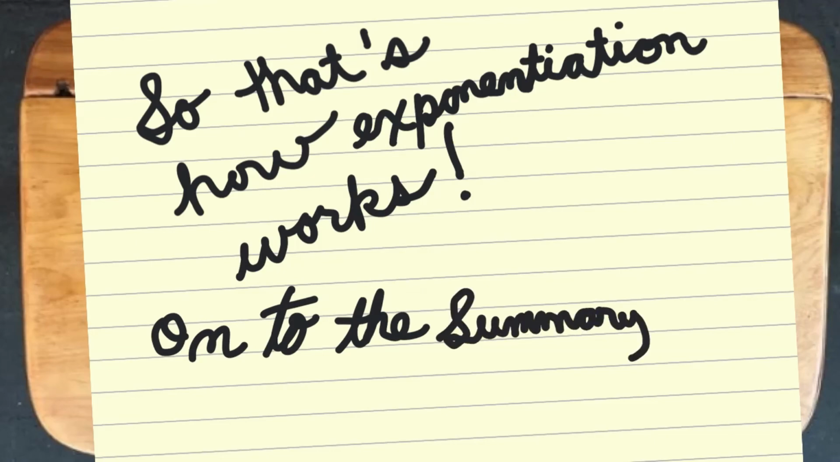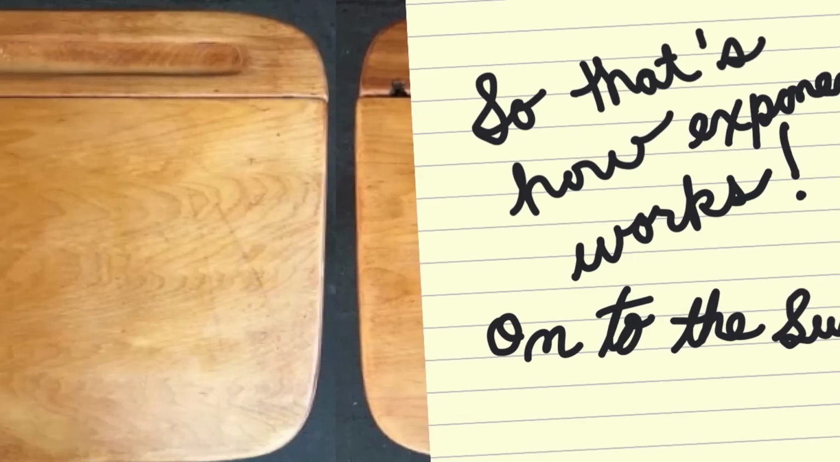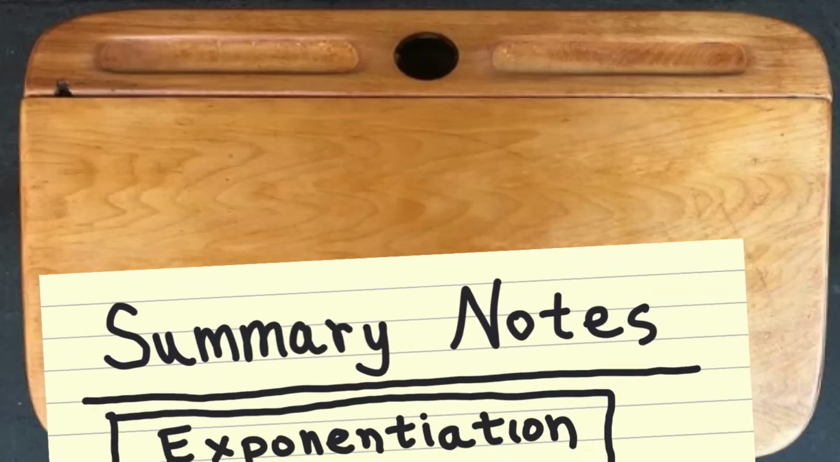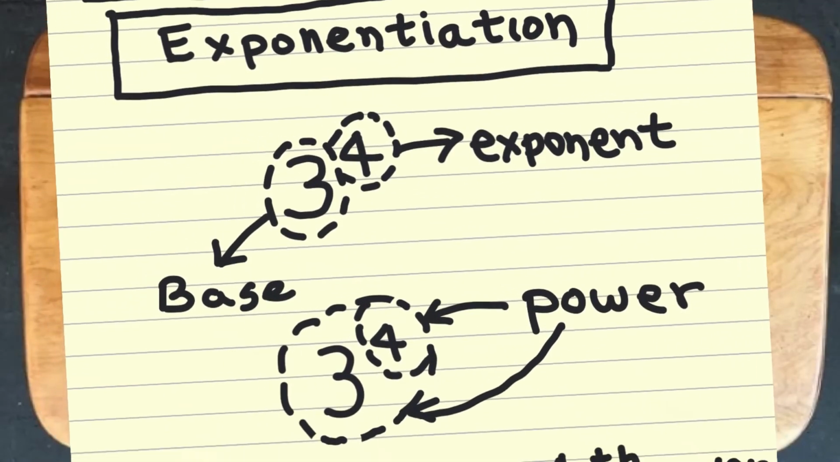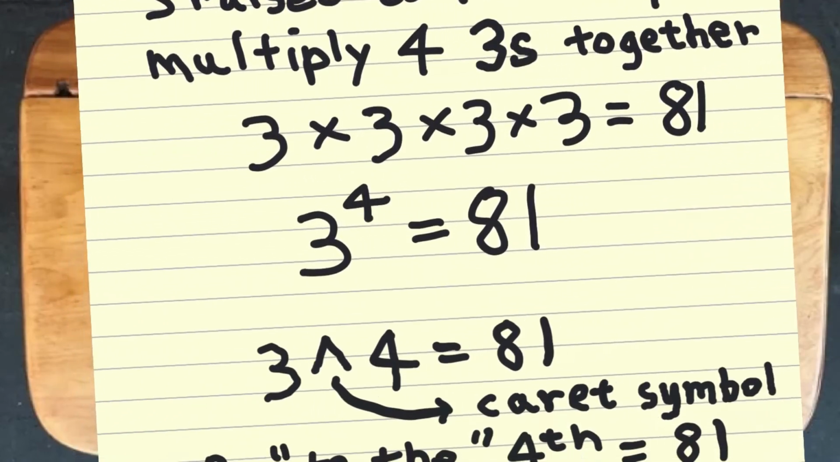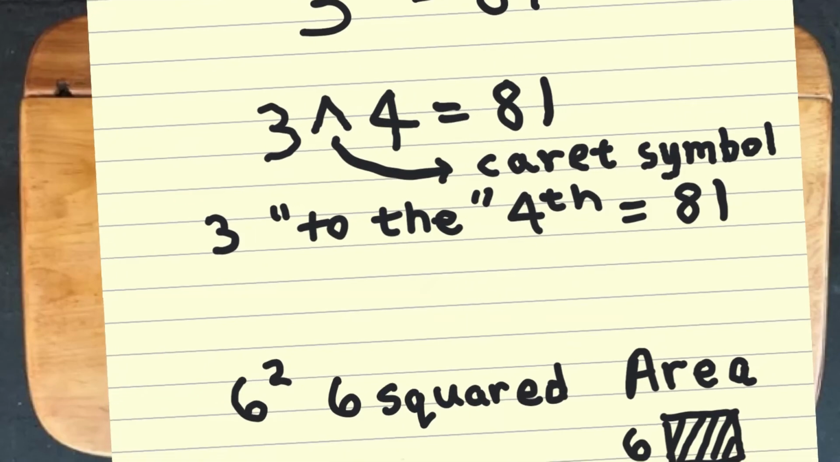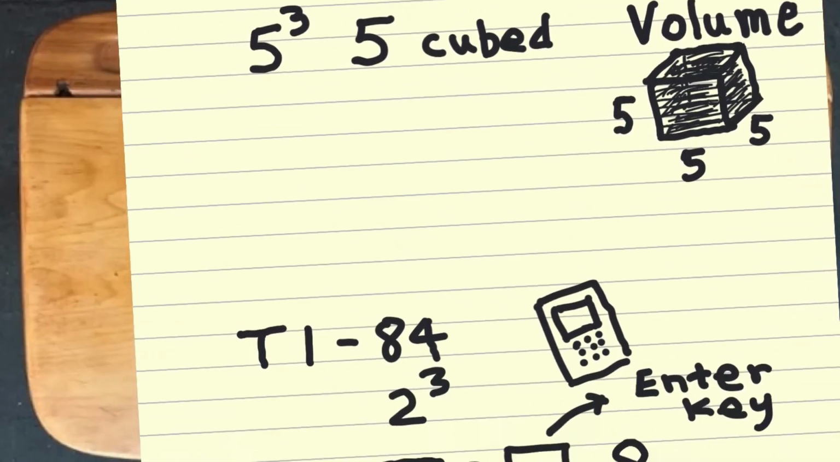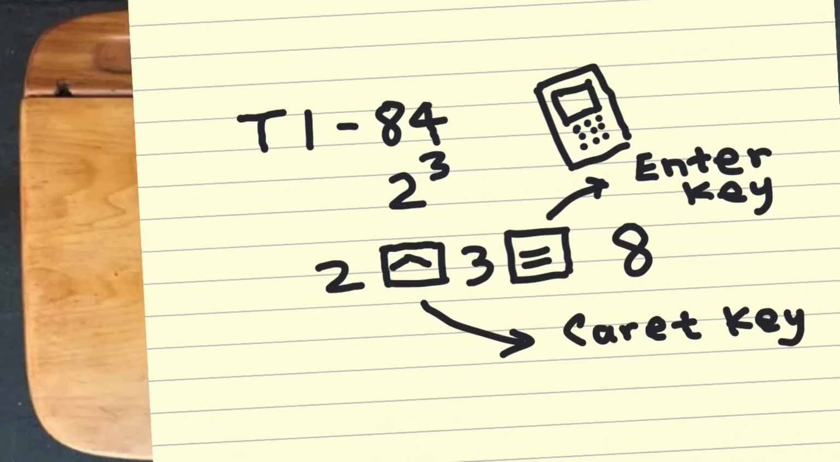On to the summary notes. And remember, you can stop the video and copy them down. In the next video, we're going to learn how to raise a number to the first power and the 0 power. Yes, it's kind of crazy, but you can actually raise a number to the 0 power. Even crazier is you always get the same result when you do.